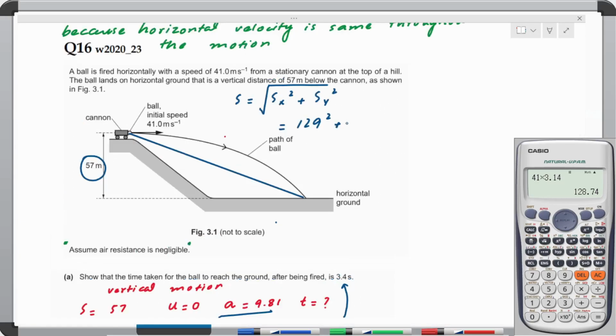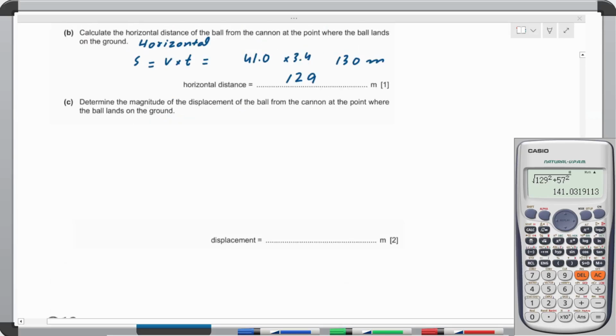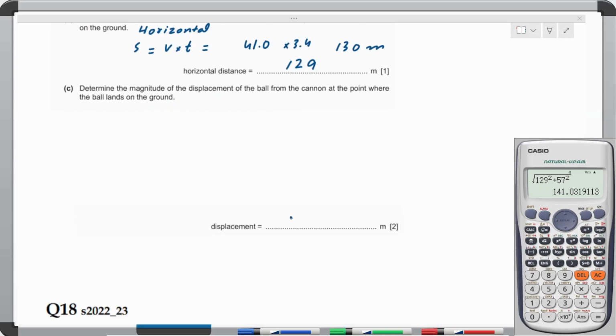Square of it, 57, square of it, and then we put it in the square root, and then we hit it on the calculator. So 129 square plus 57 square, and then we press the equals button. 141 meters. So 141 meters is the answer for this one.